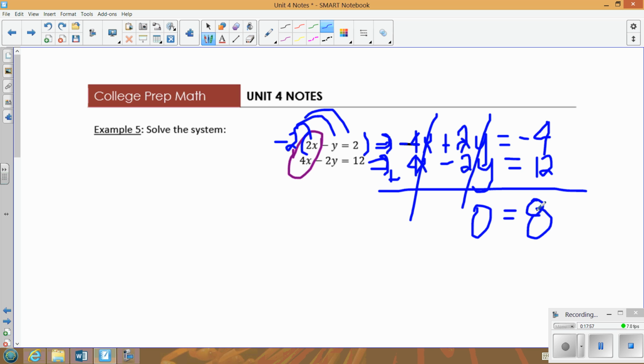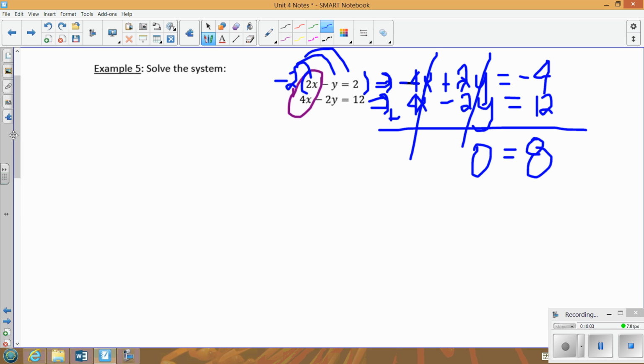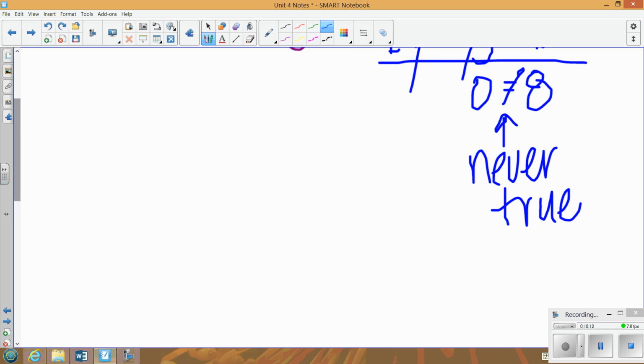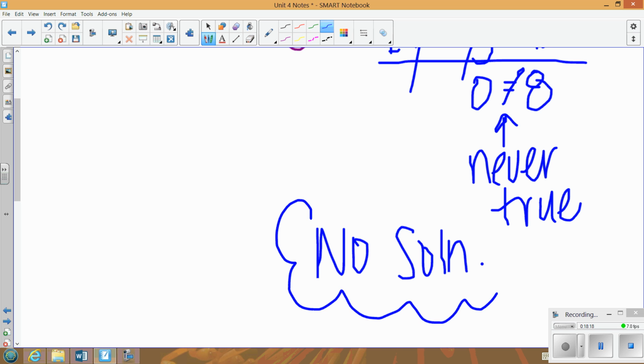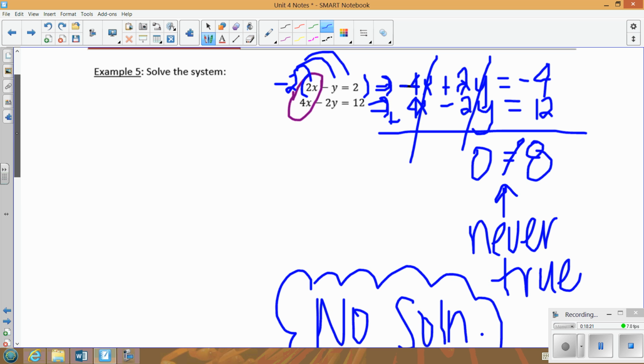So this is one of those unusual cases. We just got something where my variables canceled and I got something that's untrue. Since this is never true, it's just like the substitution examples, where if you get something that's never true, that means there could never be a solution. So there's no solution. These lines, if you were to graph them, would never cross, so they would be parallel. Again, compare the slopes. I multiplied everything by negative 2 and got negative 4x and 4x, and the y's have the same number. If you were to get these both into y equals mx plus b form, they would have different y-intercepts and the same slope, so they would be parallel.